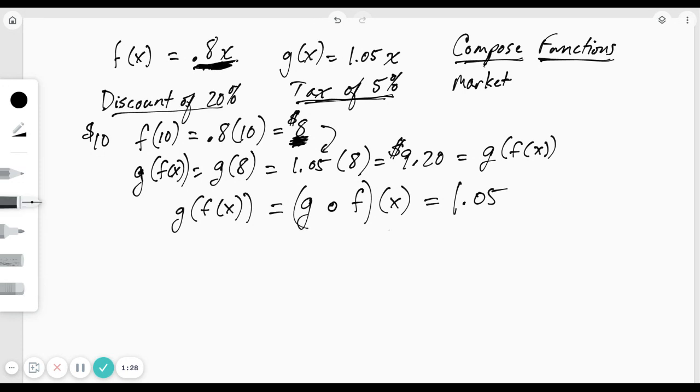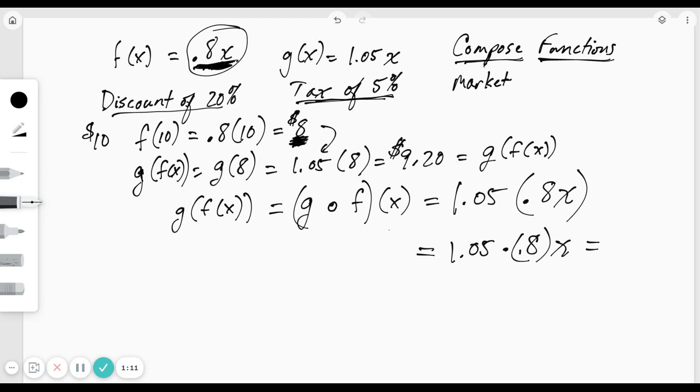This is how we compose a function. So we take out the X and we put in what's in F of X, which is 0.8X. You see, we got that from up here. And now this is 1.05 times 0.8 of X, which equals, well, let's see what that equals. We should be able to figure that out, but I'm not going to try to do the math in my head. We're going to say it is 1.05 times 0.8, 0.84X. So this is what our final G of F of X equals. I hope that makes sense.